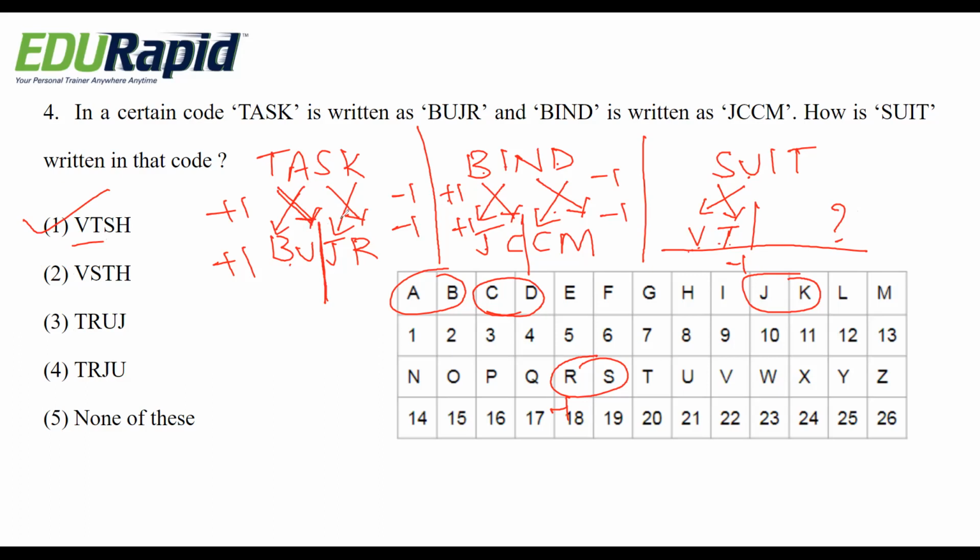So you can do like this, or else you can check with the last two terms. Like that also you can do. It saves time if you do like that in the exam. Okay, the letter preceding U is T, and previous to I is H. So VTSH is the right one. Here you came to know that the first two terms are increasing by 1 and the last two terms are decreasing by 1 letter.